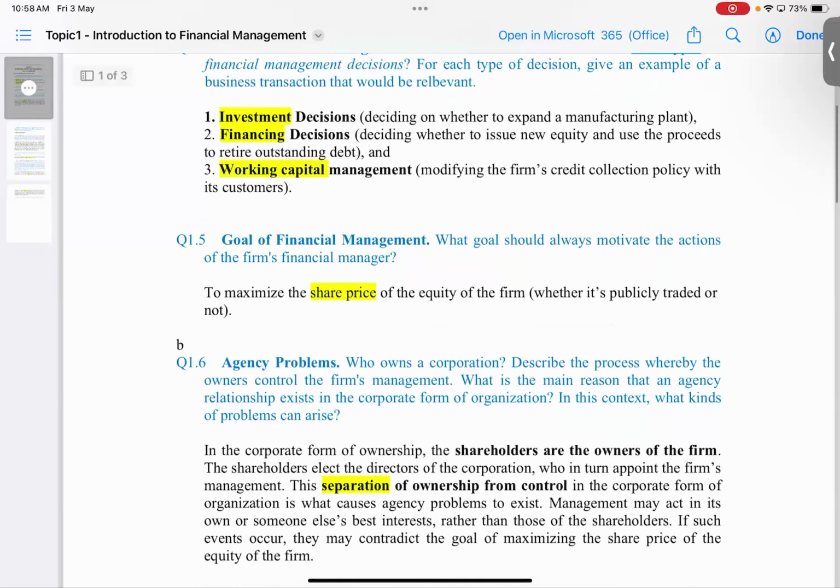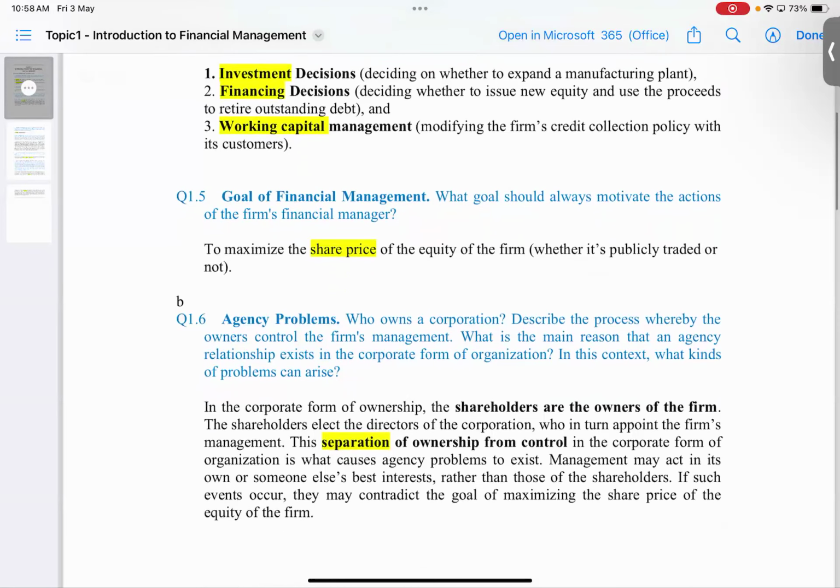Okay. Question number 2, what goals should always motivate the actions of the firm's financial manager? So that means we are asking about the goals of finance, which is to maximize the wealth of the shareholders. By how? By having a higher share price. So you can see the keyword over there, share price.